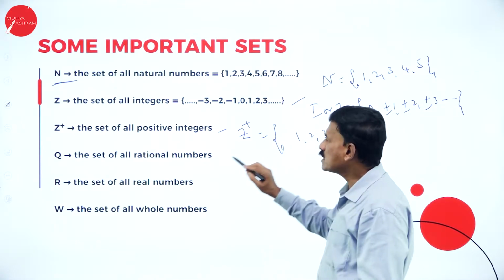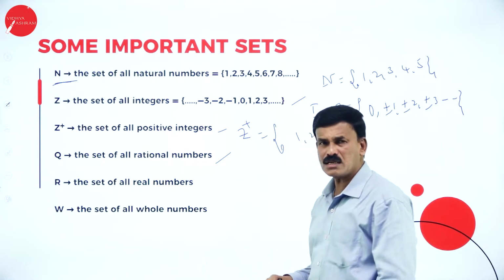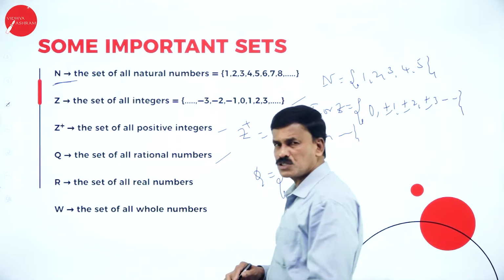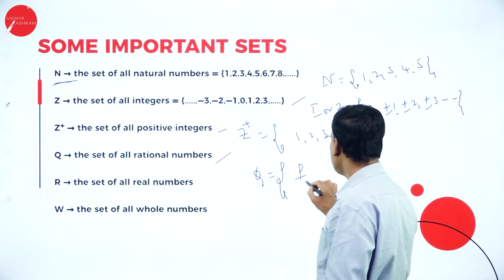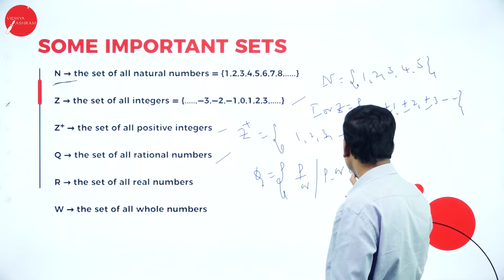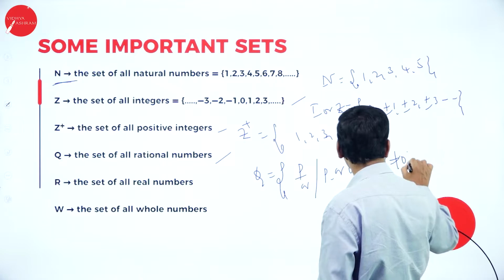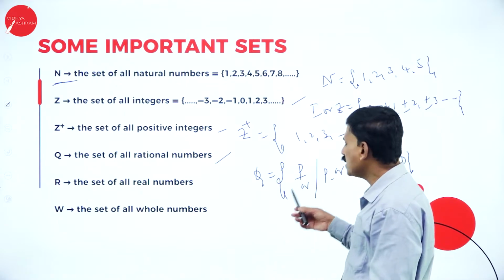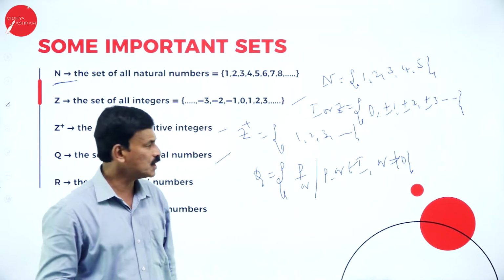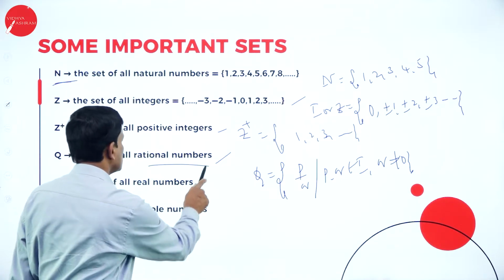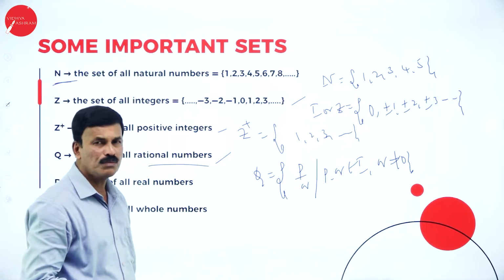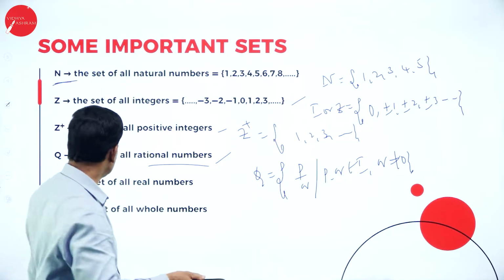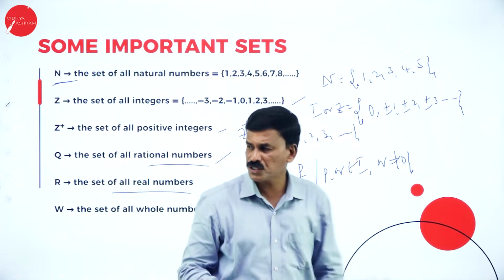Okay. Now, let us come to the set of all rational numbers. The set of all rational numbers is denoted as Q. Q is equal to p by q such that p and q belong to the integers and q is not equal to 0. p and q are any integers, either positive or negative, provided the denominator is not equal to 0. So, the set of all rational numbers is denoted as Q, where p and q belong to the integers and q is not equal to 0.